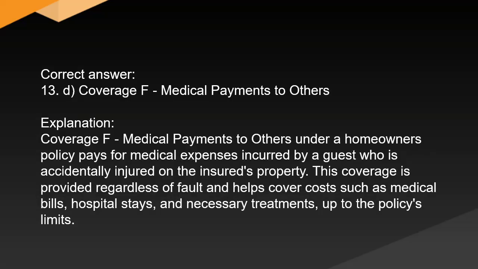Correct answer. D. Coverage F. Medical payments to others. Explanation. Coverage F, Medical payments to others, under a homeowner's policy pays for medical expenses incurred by a guest who is accidentally injured on the insured's property. This coverage is provided regardless of fault and helps cover costs such as medical bills, hospital stays, and necessary treatments up to the policy's limits.